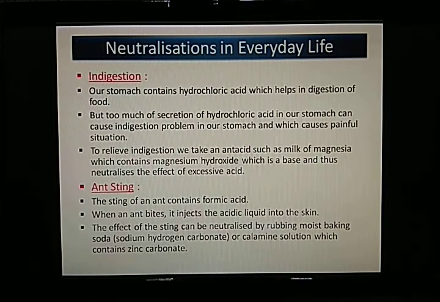So to reduce this, what we can do is rub some moist baking soda. Baking soda is sodium hydrogen carbonate, so it is a base. Or calamine solution, we all know what a calamine solution is used for. It contains zinc carbonate. So zinc carbonate is also a base. So in both these cases, you can see how acidic reactions can be neutralized with the help of a base because of this neutralization process.